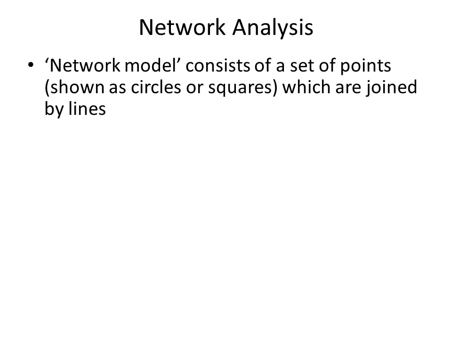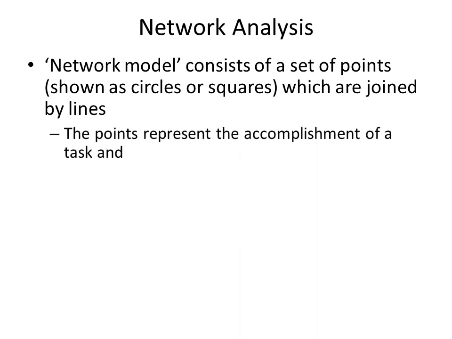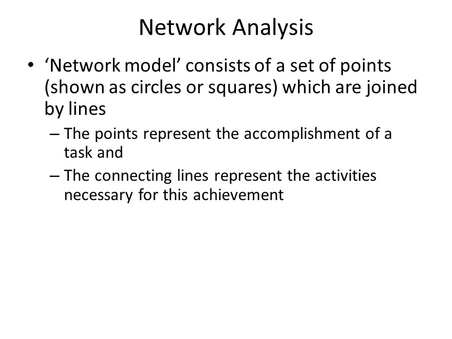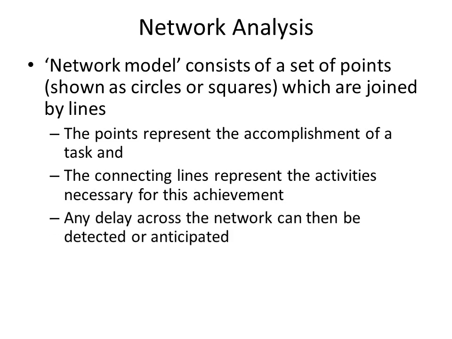A network model consists of a set of points which are shown as circles or squares, and these points are joined by lines. The points represent accomplishment of a task within the project. The connecting lines represent the activities which were undertaken to achieve this task. Once the graphical map is there, any delay across the network can then be anticipated and corrective action can be planned well in time.